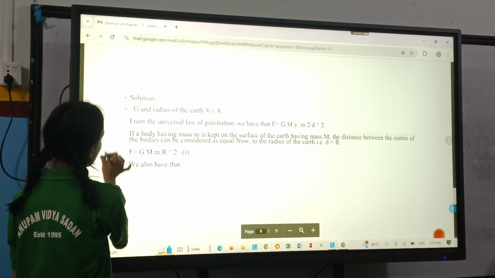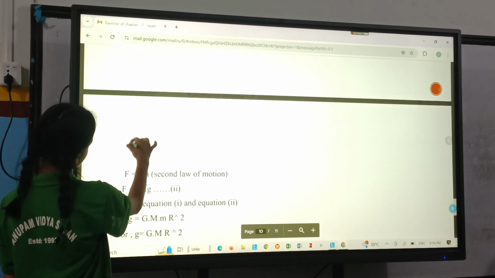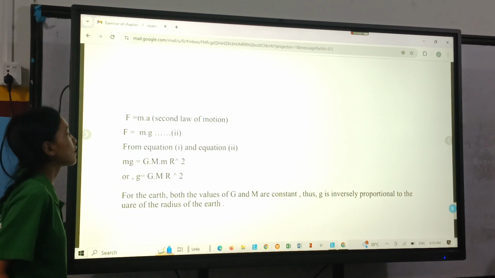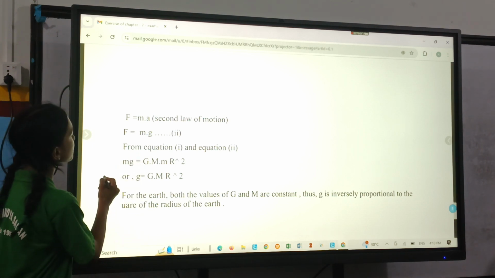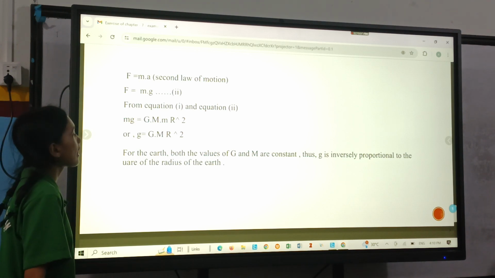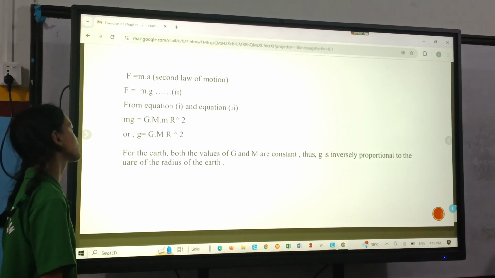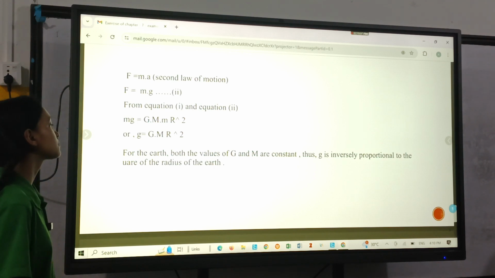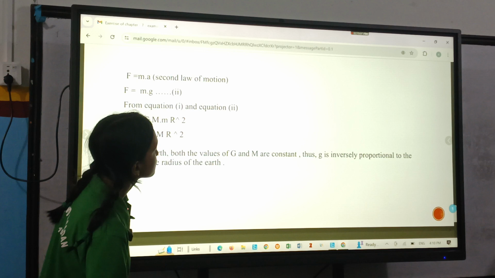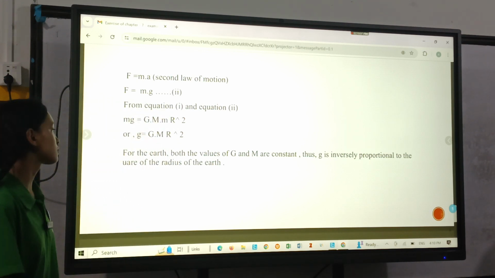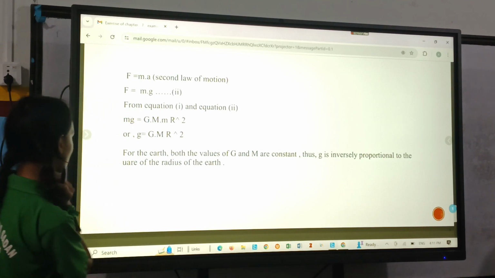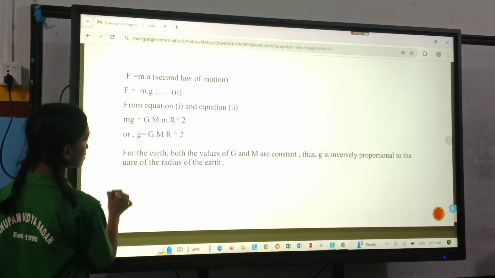We also have F is equal to ma, the second law of motion, and F is equal to m times g, that's the second equation. From equation 1 and equation 2, mg is equal to GMm by r square, and g is equal to GM by r square. For the earth, both the values of G and M are constant. Thus, g is inversely proportional to the square of the radius of the earth.